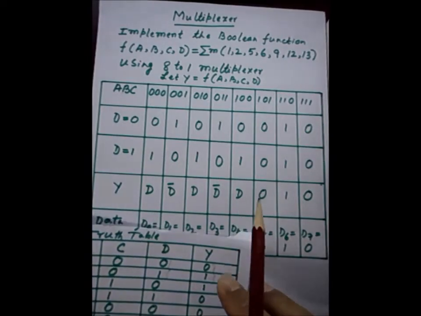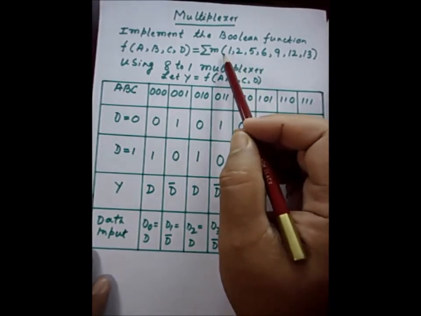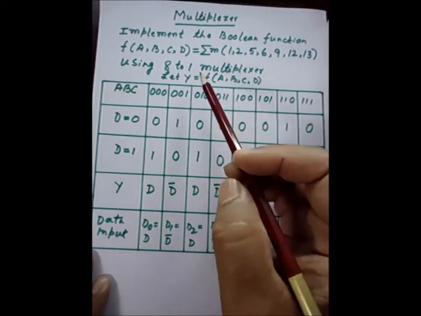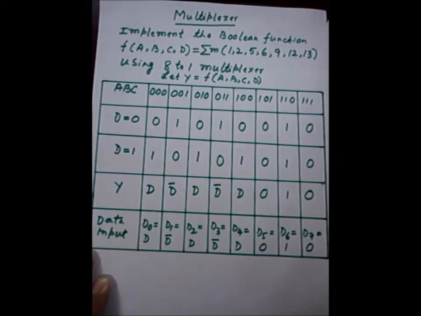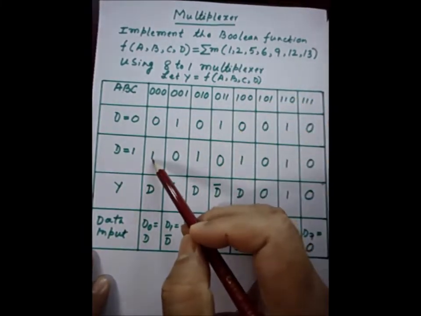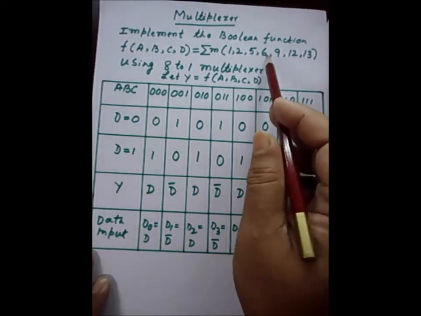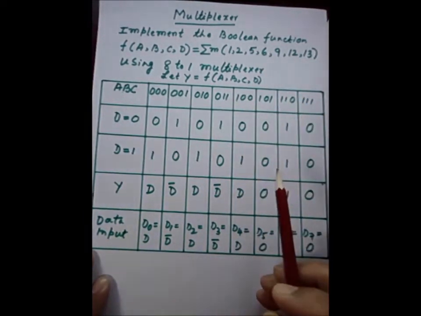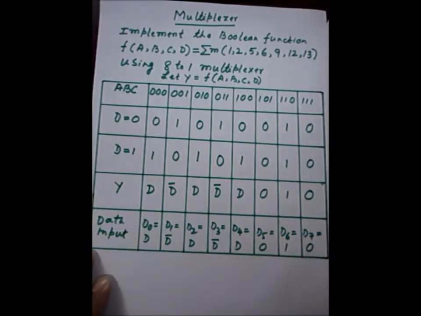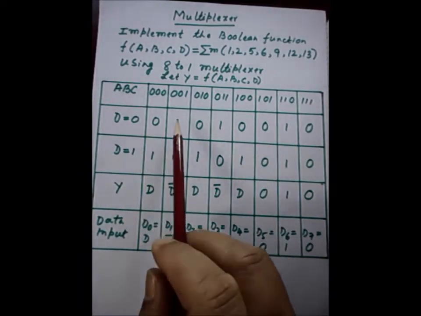And then, what are the minterms present? I am only talking about the subscript of the minterms. If a minterm is present, then we put 1. The minterms present are 1, 2, 5, 6, 9, then 12 and 13. And then we constructed this one.